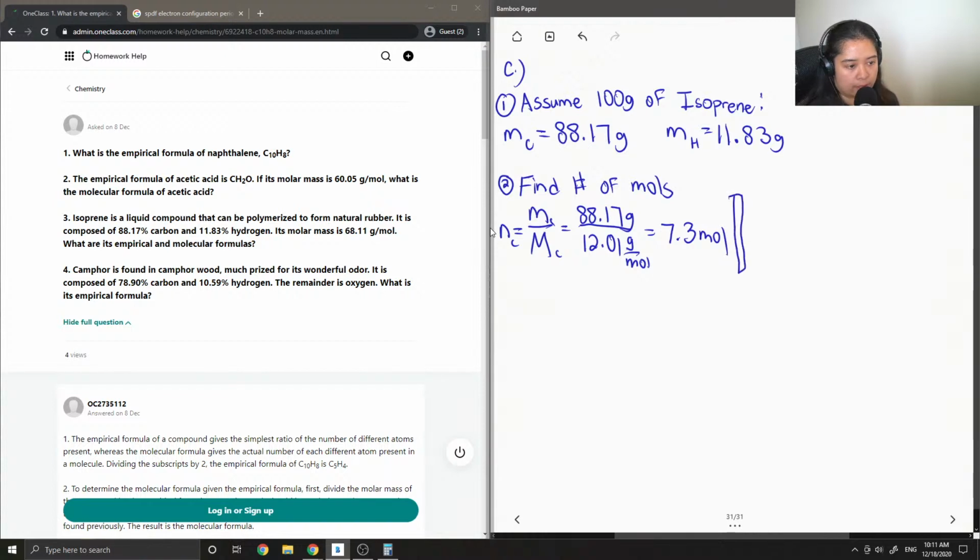So now let's do the same thing for hydrogen. Its mass is 11.83 grams, and the molar mass of hydrogen is 1.01 grams per mole. So this gives us number of moles equal to 11.8.